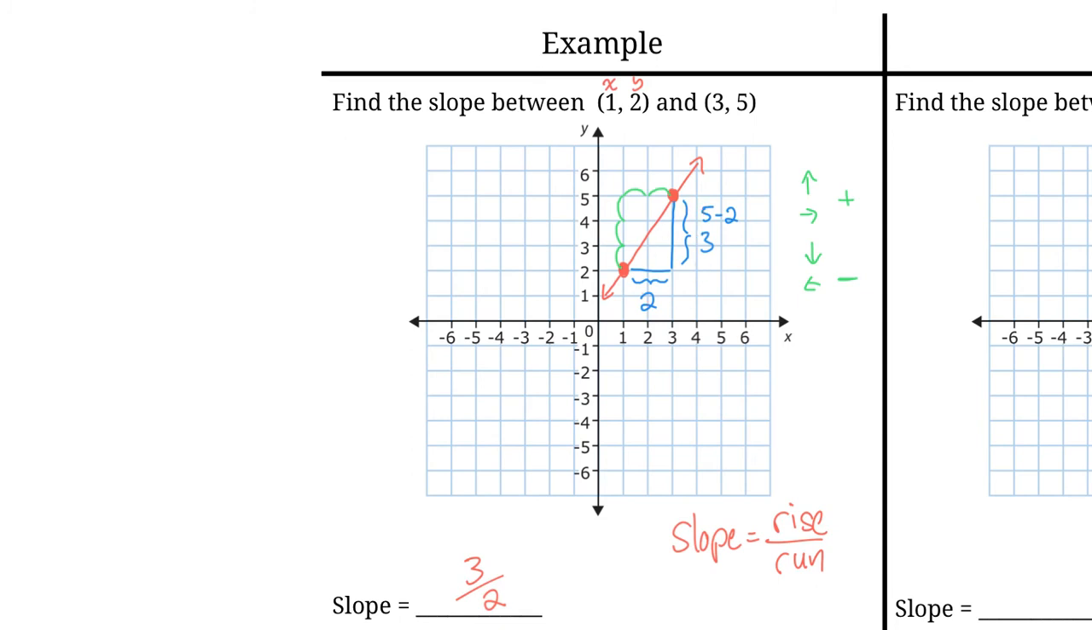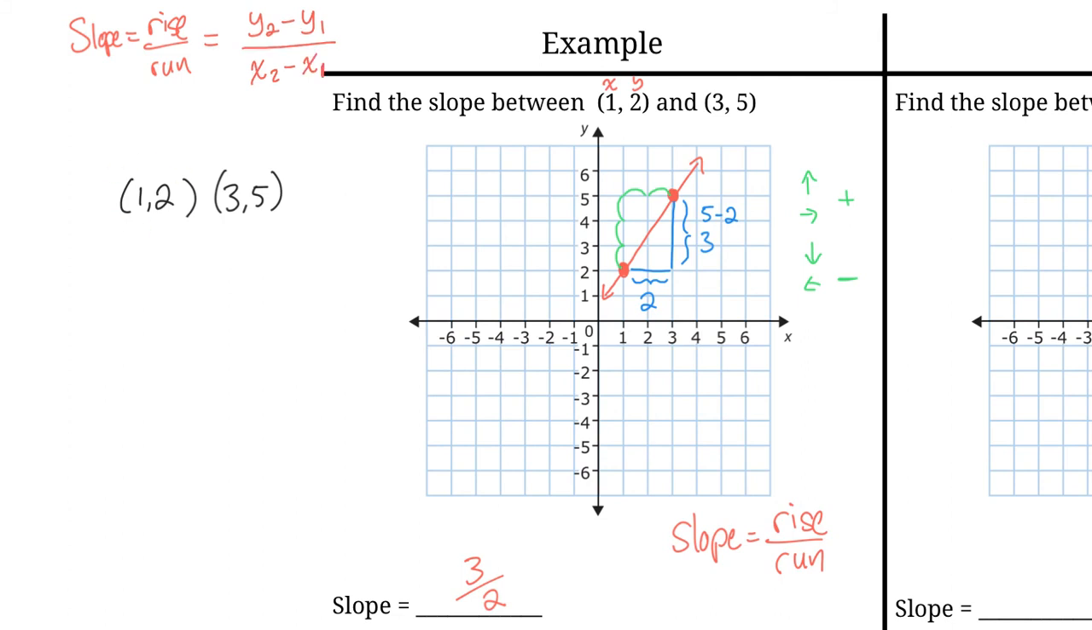And I'm actually going to show you one more way to find the slope using the 2 points and without drawing the graph. So our 2 points are (1, 2) and (3, 5). And we know that slope is just equal to rise over run. So the rise represents the change in our y values, and the run represents the change in our x values. So there's a formula that we can follow, and it's y2 minus y1 divided by x2 minus x1.